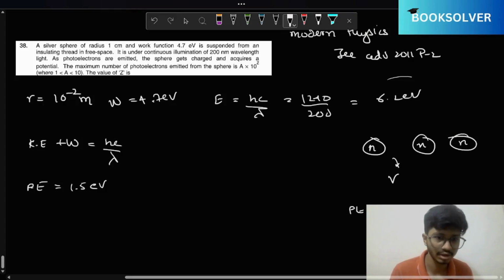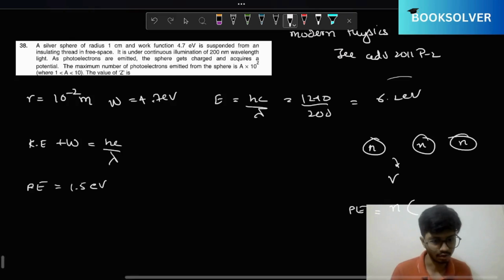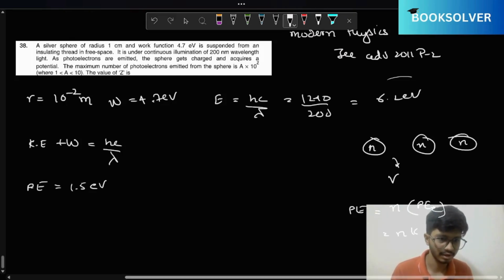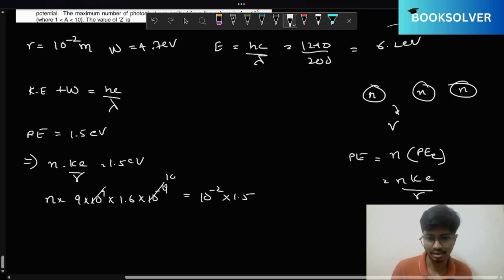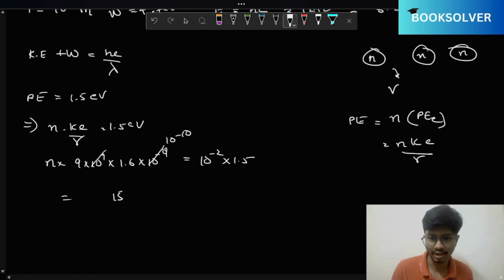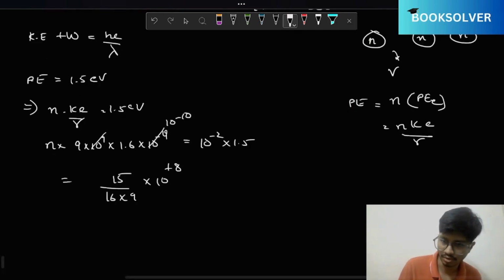Now your potential energy is equal to n times the change in potential energy for every electron, right? Which is basically n into ke by r. So from here, n into ke by r is equal to 1.5 electron volts, n into 9 into 10 to the power 9 into 1.6 into 10 to the power minus 19 is equal to 10 to the power minus 2 into 1.5. This is 10 to the power minus 10. So basically 15 by 16 into 9 into 10 to the power minus 8 plus 8 is equal to n.